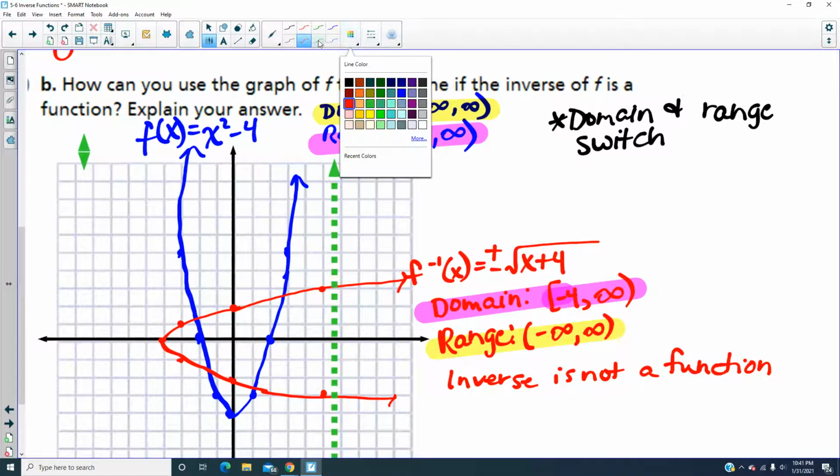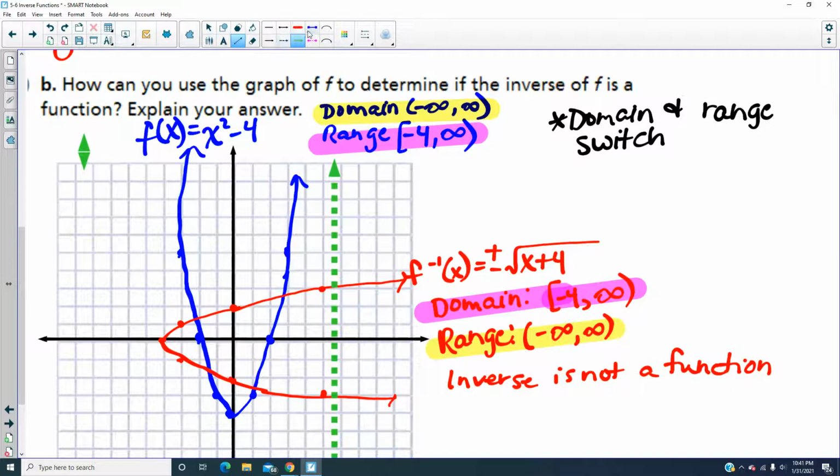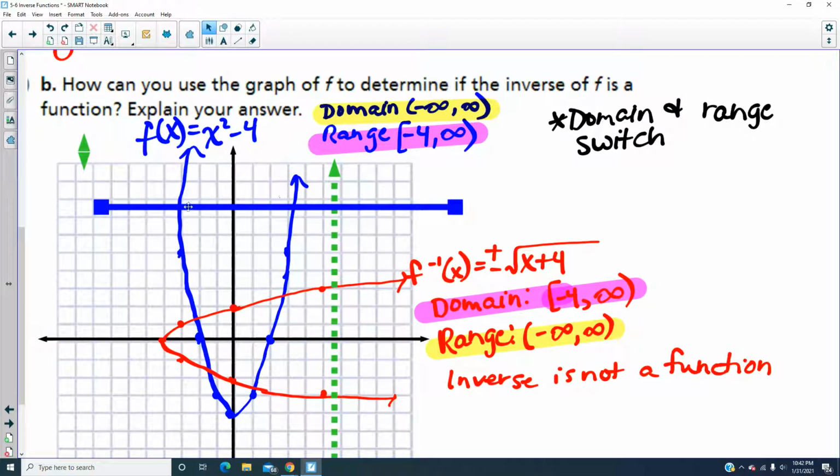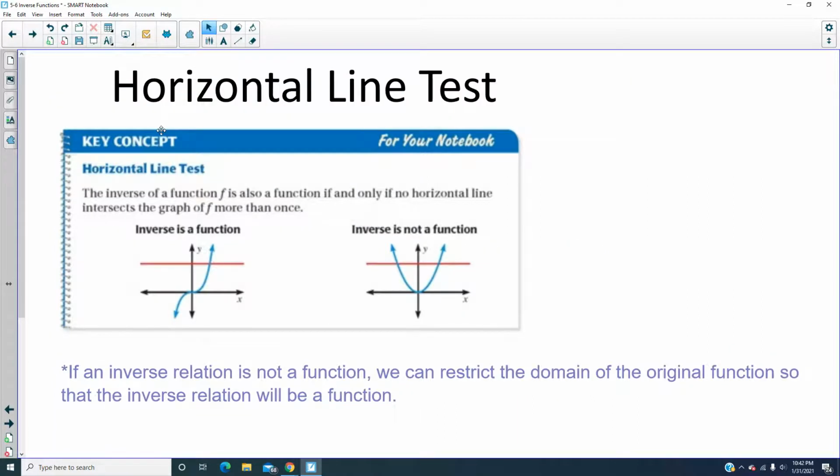I can do something called the horizontal line test on the original function. So if I were to draw a horizontal line and then drag it across the original function, you see how the horizontal line hits the function twice? If the horizontal line hits the function twice, that means the inverse will not be a function. And here's that written out, the horizontal line test. The inverse of a function f is a function if and only if no horizontal line intersects the graph of f more than once.